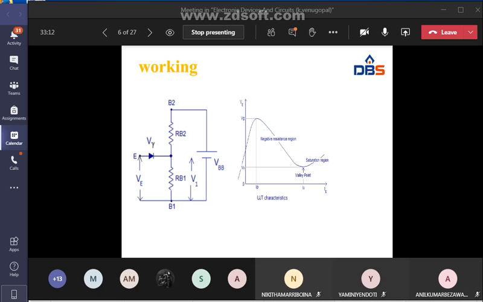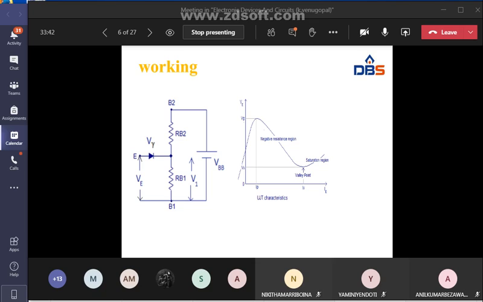So the UJT is on only when VE is greater than V1. Only when VE is greater than V1 does the unijunction transistor conduct. See the characteristics here. The main property of UJT is that it exhibits a negative resistance region.